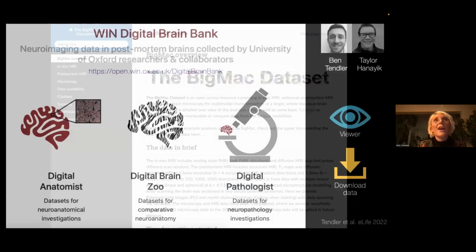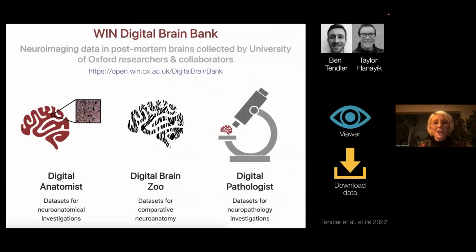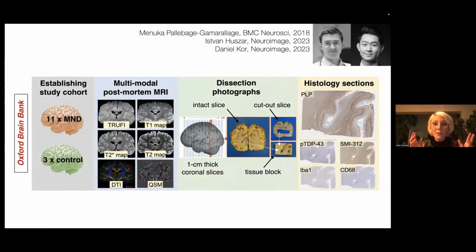But since we're at a conference that has a focus on neurodegeneration, I thought I would change gear for the second part of the talk and talk a bit about a different data set that's also available on the Digital Brain Bank, but here under the theme of digital pathologist. I'm going to preface by saying the work has been largely led by other members of the lab. Manuka led a lot of the data acquisition, Istvan did the registration, and Daniel did the microscopy curation and a lot of the MRI microscopy correlations that I'm going to show today. So I'm really presenting on their behalf.